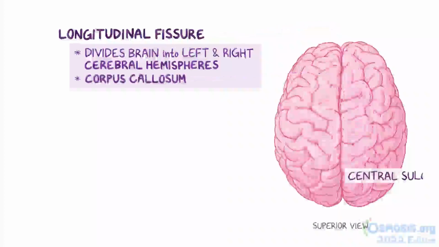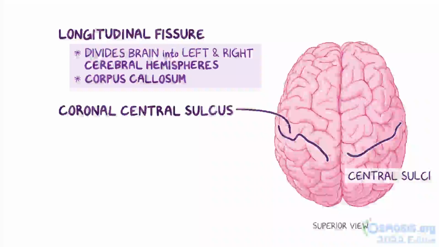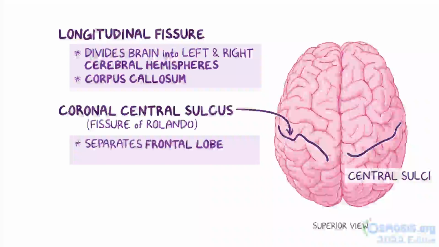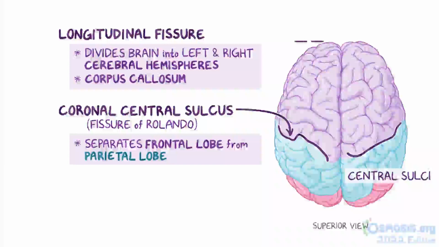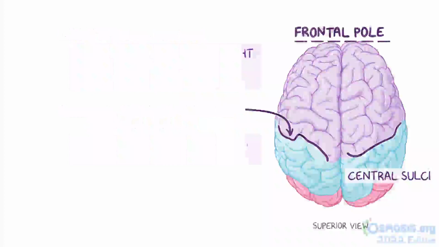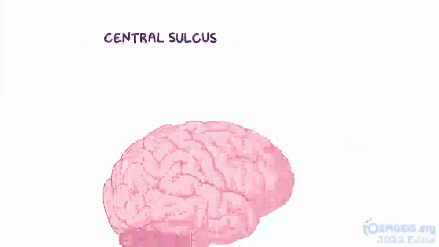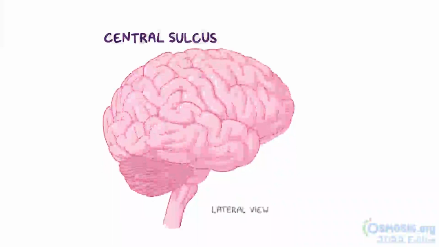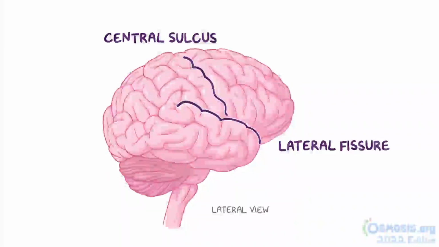Still looking from above, around the midline of the longitudinal fissure and moving laterally, is the coronal central sulcus, also known as the fissure of Rolando, which separates the frontal lobe rostrally, or anteriorly, from the parietal lobe caudally, or posteriorly. The rostralmost point of the frontal lobe is called the frontal pole. The central sulcus can also be seen on a lateral view of the brain, traveling inferiorly across the lateral aspect of the hemispheres. From this lateral view, beneath the frontal and parietal lobes is a lateral fissure, also known as a lateral sulcus or Sylvian fissure.